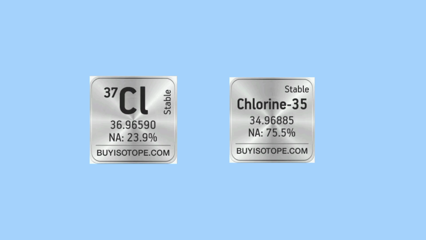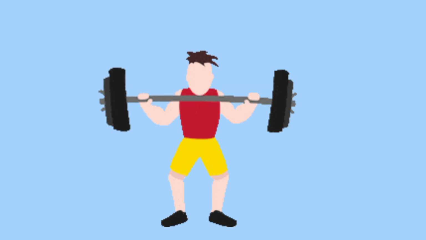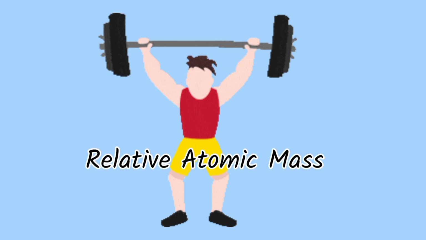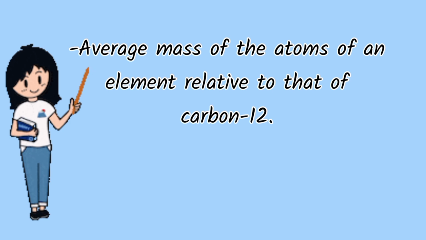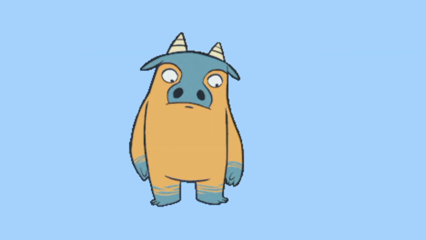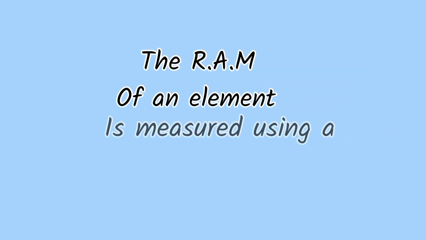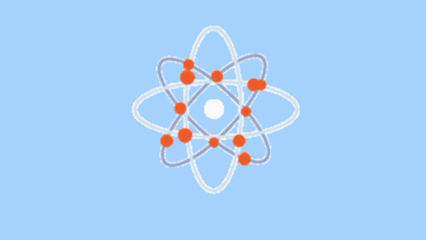Different isotopes have different masses and they also occupy an element in different percentages. For this reason, the total mass of an element is known as the relative atomic mass. By definition, it is the average mass of the atoms of an element relative to that of carbon-12. Why carbon-12? That's content for another video. One more thing you need to know, the RAM of an element is measured using an instrument called the mass spectrometer.